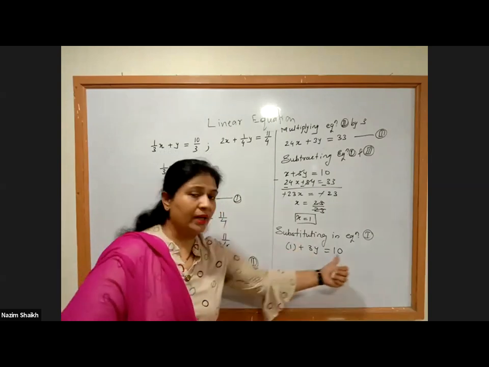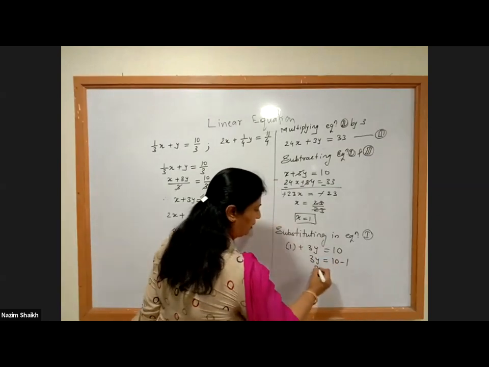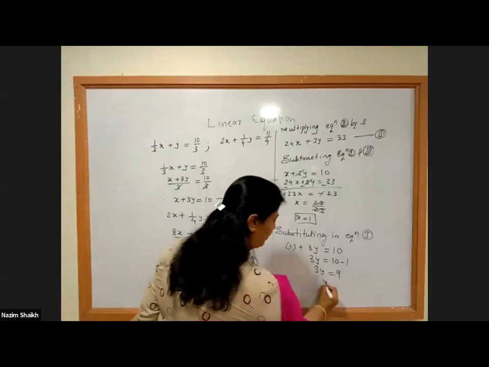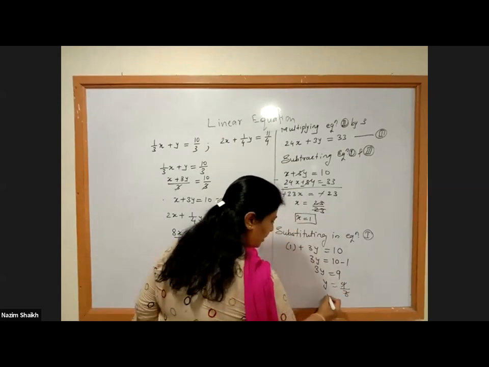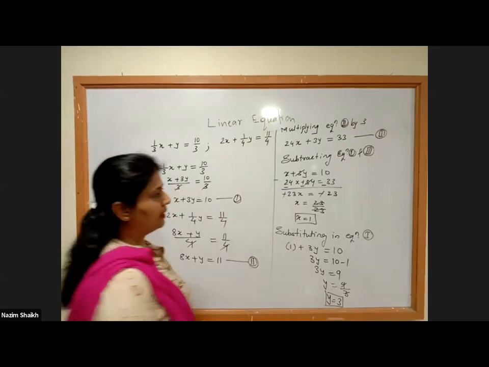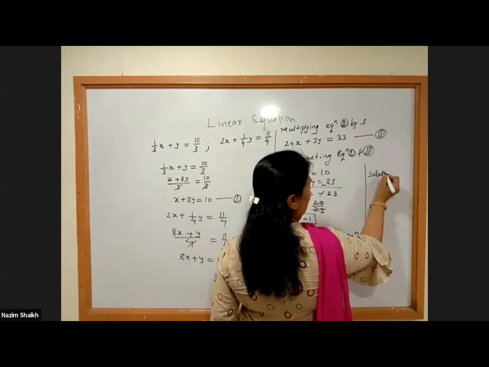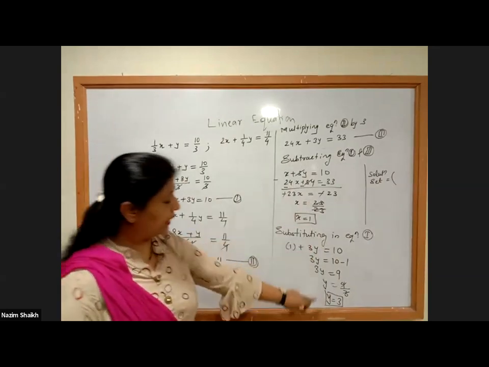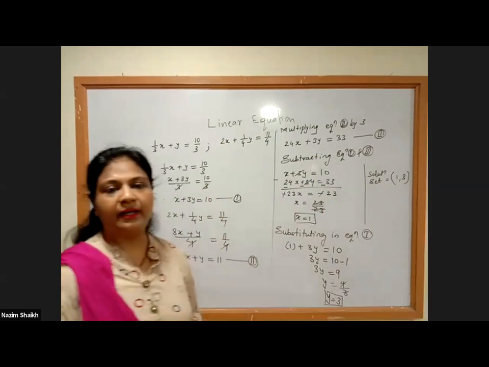So making this 1 shift there. 3y is equal to 10 minus 1. 3y is equal to 9. So y is equal to 9 upon 3. y is equal to 3. So we got our solution set ready. So solution set is, yes, x is 1 and y is 3. And here we get the answer.